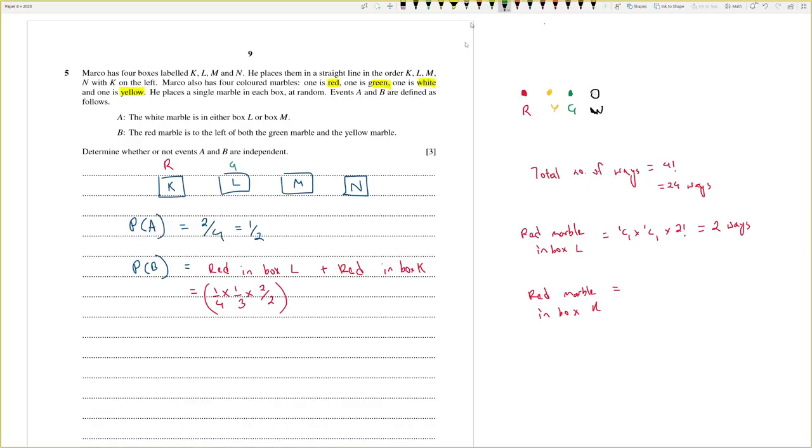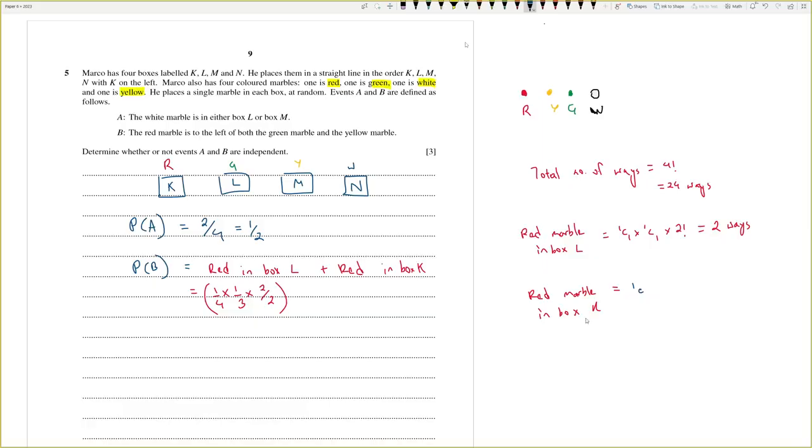The green, then the yellow, and the white one, they can just interchange their positions, right? Because the red one just has to be on the left of the green and yellow one. So they can take any position, honestly. The green and yellow ones can actually take any position, anything works. So they're interchangeable. So if we have 3 positions and 3 objects that can be placed there, it's going to be 3 factorial.